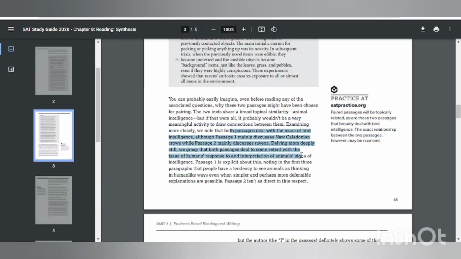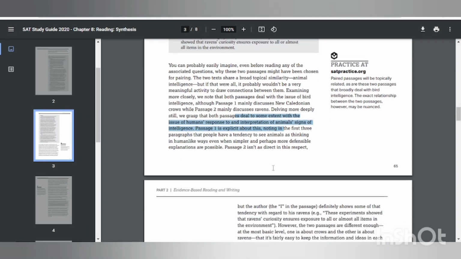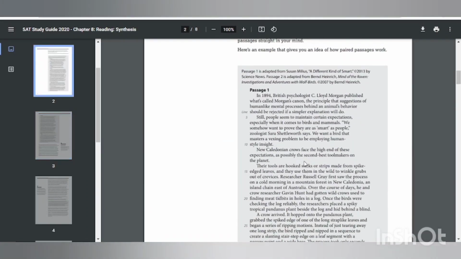We know that both passages deal with the issue of bird intelligence, although passage 1 mainly discusses the New Caledonian crows, while passage 2 mainly discusses ravens. Delving more deeply still, we grasp that both passages deal to some extent with the issue of human response to and interpretation of animal signs of intelligence. Passage 1 is explicit about this, noting in the first three paragraphs that people have a tendency to see animals, and passage 2 isn't as direct. So that's what I'm trying to get to you.